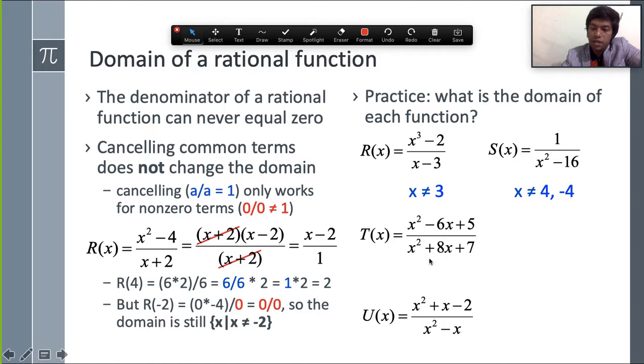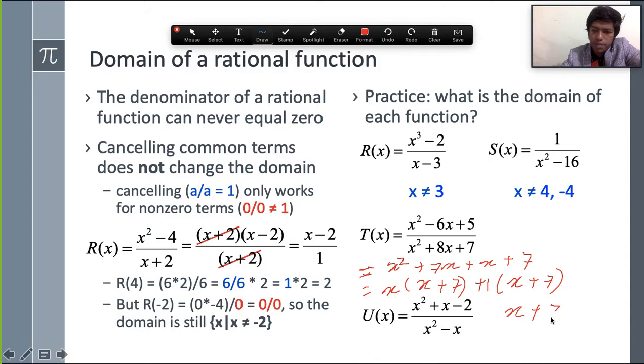Then you will see that x plus 1 and x plus 7 will come. Let me do it. So x square plus 7x plus x plus 7. This 8x is 7x plus x, and it also comes from 7 there. So you take x common, it becomes x plus 7 plus 1, then it is x plus 7. So ultimately it is x plus 7 and x plus 1.